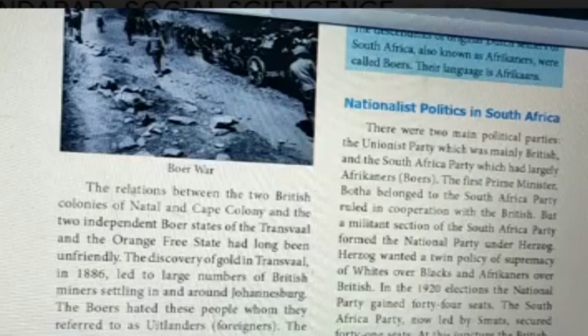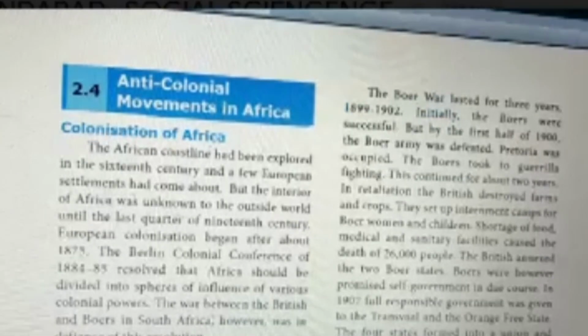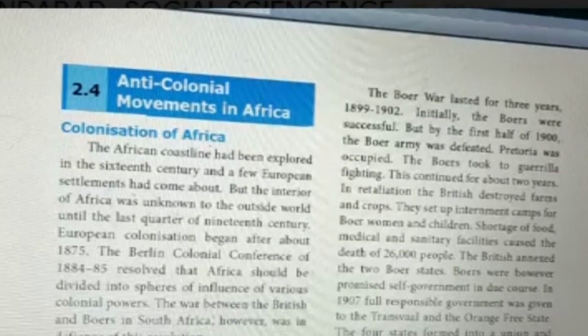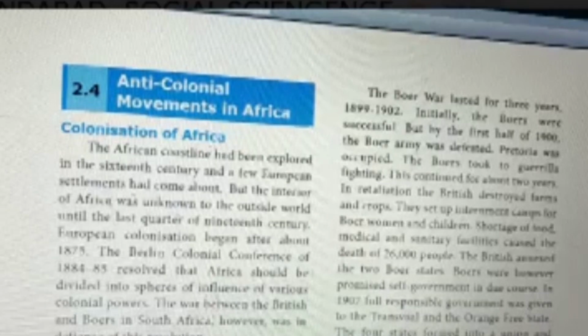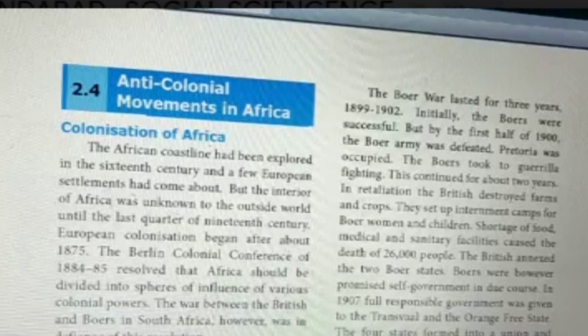In the beginning, the Boers had self-determination in 1899. From 1899 to 1902, the war was terrific. Initially, the Boers were successful. They defeated the British, but after 1902 the Boers had a very bad time. So the Boers followed the guerrilla fighting system.